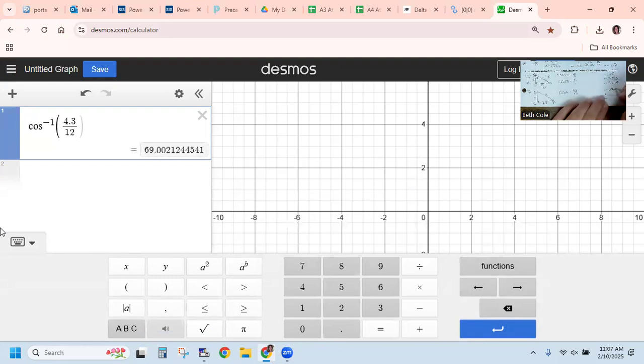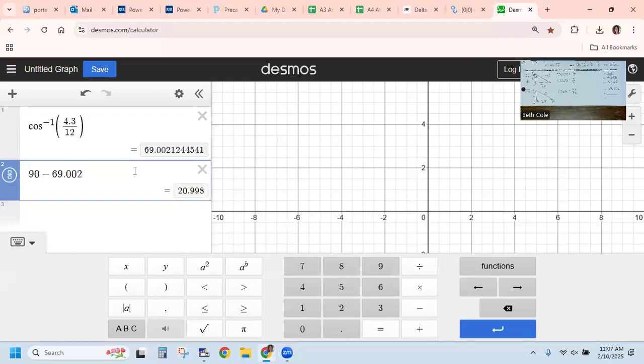So 69.002. And I'm going to show you a trick to get angle B. You know how the whole thing adds up to 180? But 90 of it is taken up with the right angle. If you just take this and do 90 minus it, that's going to give you the other one. So you don't even have to have any work for that. It's just 90 minus that will give you the other one. So that is 20.998.